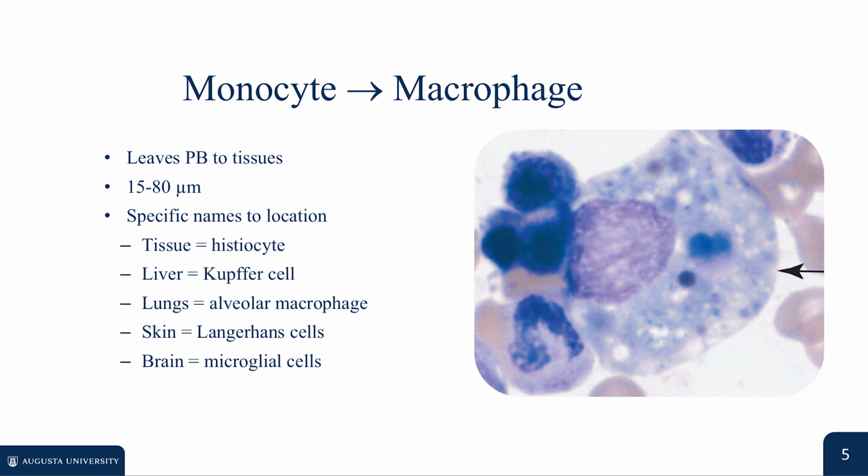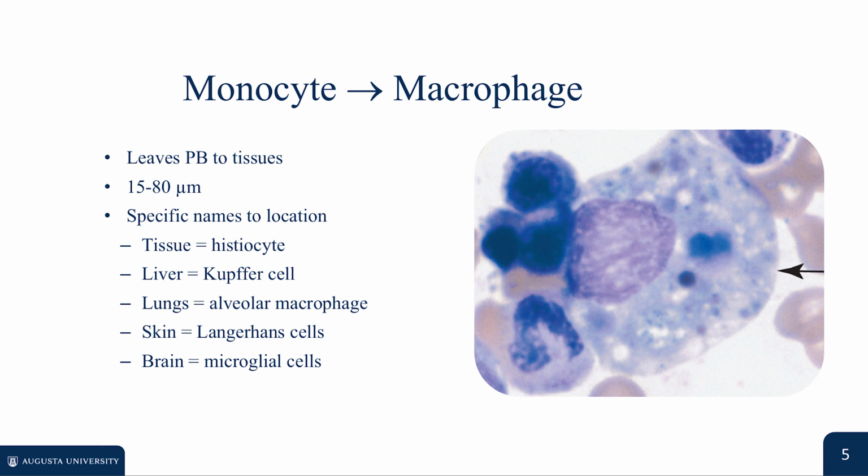Monocytes do not perform their principal host defense duties within the blood vessel itself. Instead, they circulate briefly before undergoing diapedesis across the vascular endothelium into peripheral tissues. Once in the tissue microenvironment, they enlarge significantly, swelling to a diameter between 15 and 80 micrometers as they differentiate into mature macrophages. Depending on the specific anatomical tissue they inhabit, these macrophages receive specialized names.